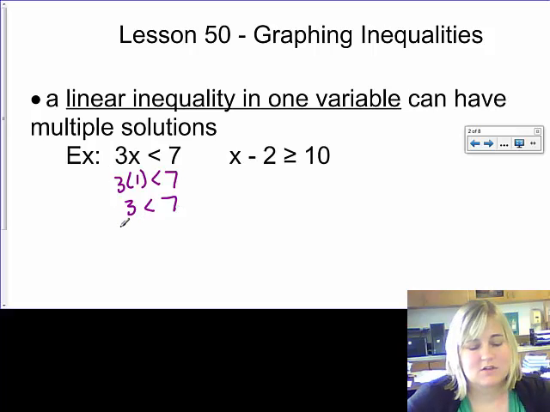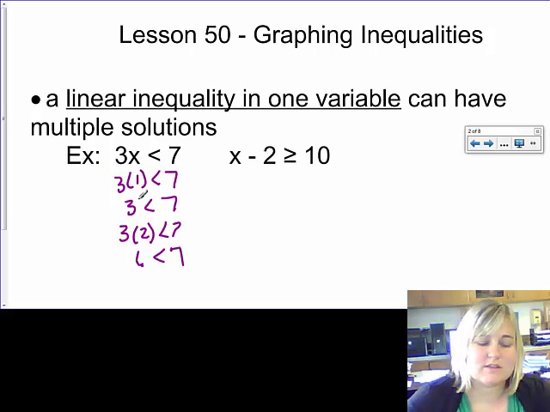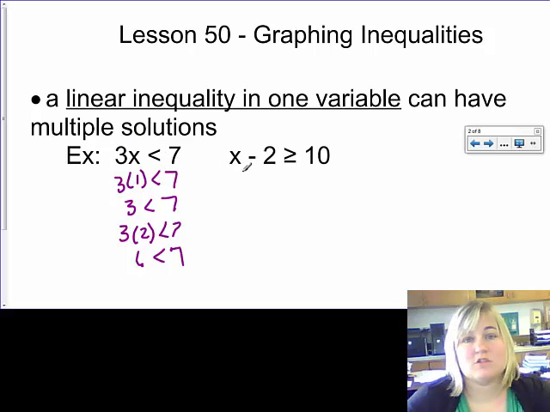Well, that one works. If I put in 2, that looks like a 7. 3 times 2 is 6, and 6 is also less than 7. So you can see that there can be multiple solutions whenever we're dealing with inequalities.